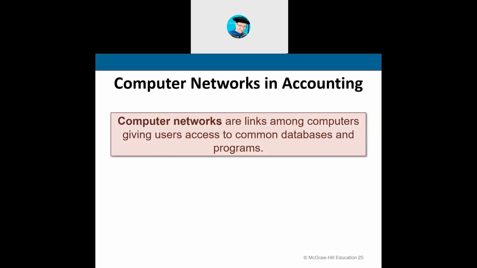Computer networks. Oftentimes, especially in larger businesses, they have these things called computer networks. Hopefully, this isn't new information to you guys. A computer network is a link across multiple computers, giving users access to common databases and programs. Here at UDC, we have computer networks. An example of that would be one that is currently not working properly.